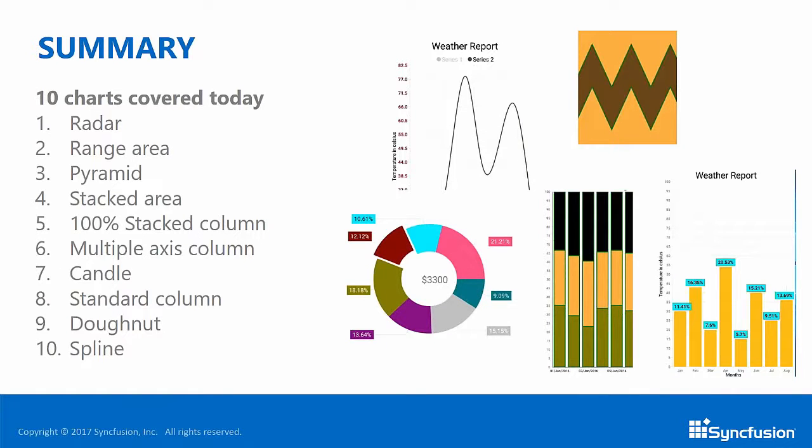So just a quick summary. These are the charts that we looked at today. We had the radar chart, a range area chart, a pyramid, a stacked area chart, the 100% stacked column, the multiple axis column, the candle, the standard column, the donut, and the spline. But those are our charts for today.